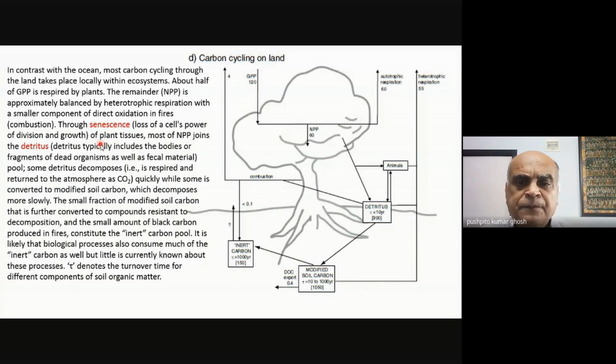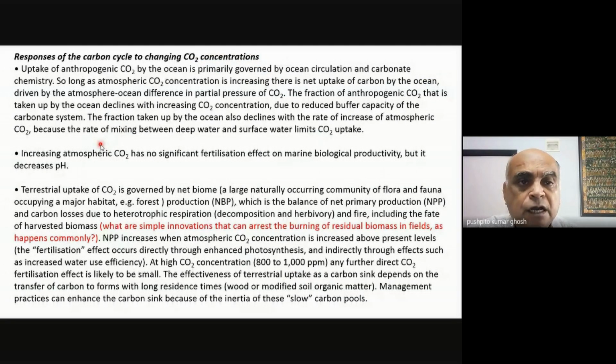But broadly, have you understood the equilibrium? Is it clear? Yes, sir. Okay. All right.